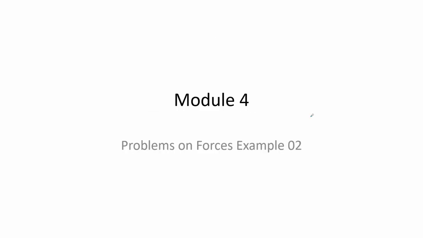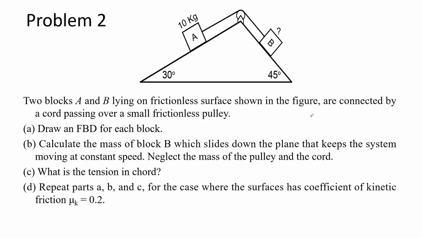Here we have a sample problem for Module 4. Here we have two blocks A and B on a frictionless surface, shown in the figure, connected by a cord of negligible mass over a frictionless pulley. Letter A, draw an FBD of each block.